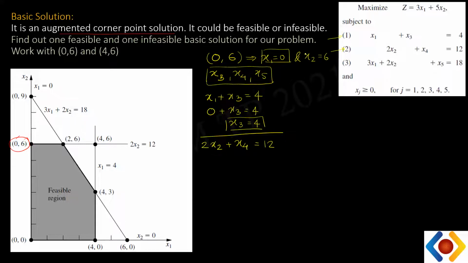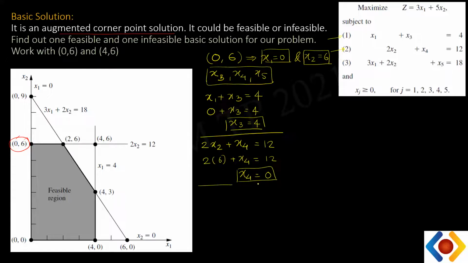x2 is equal to 6. Very good. You already know the x2 value, right? So substitute that. 2 times 6 plus x4 is equal to 12. So 6 times 2 is 12, 12 minus 12 is 0, right? So x4 becomes 0.